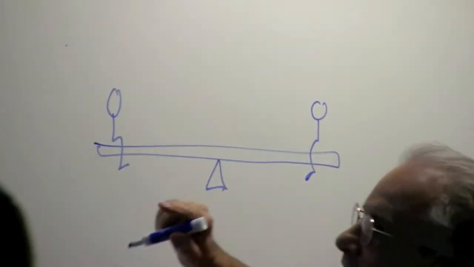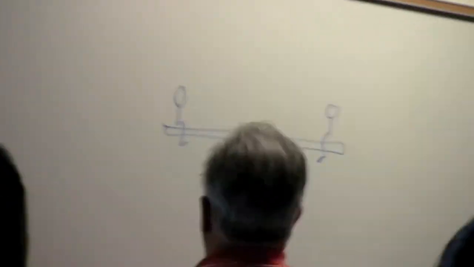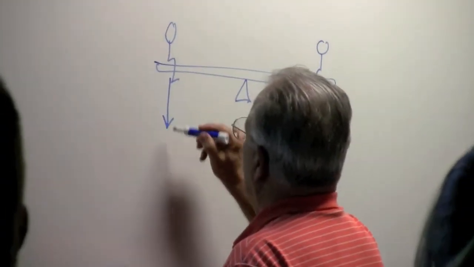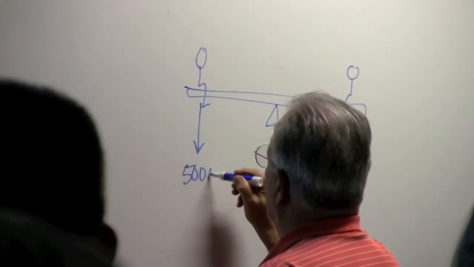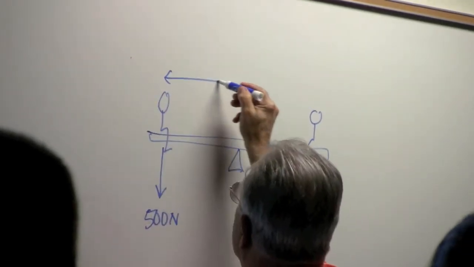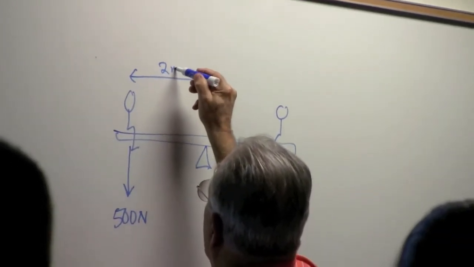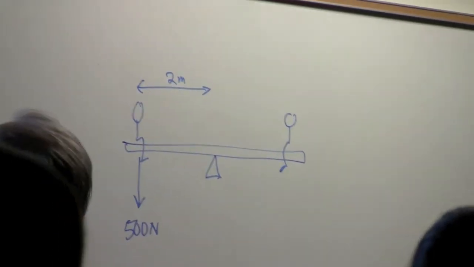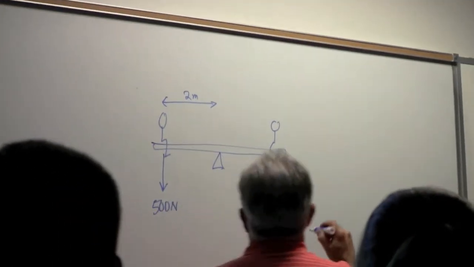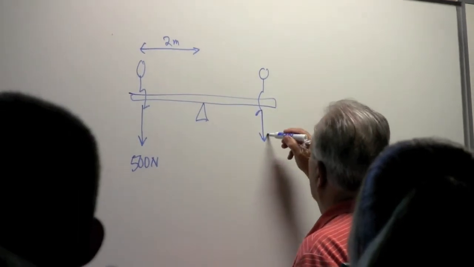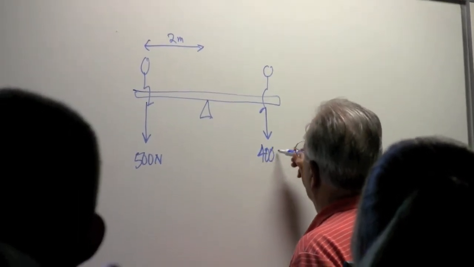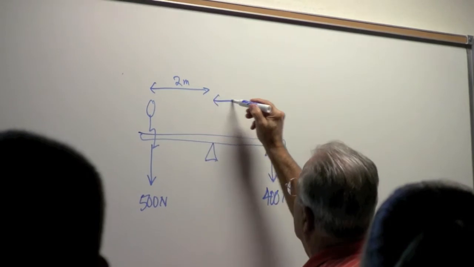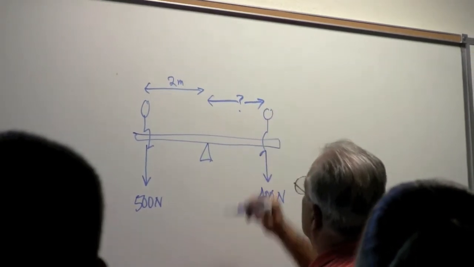Now, if you look at the distances here, I might as well use the same ones that I have. I have here 2 meters and 500 newtons. This is 500 newtons here, and this person is 2 meters from the pivot point, and then this other person is 400 newtons. All right, so they're a little lighter, 400 newtons, and the question is, where do they sit so that you can balance?